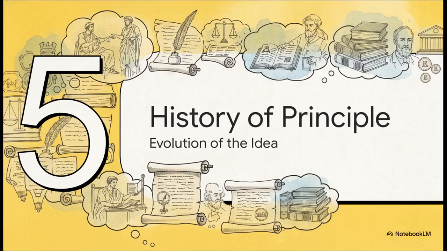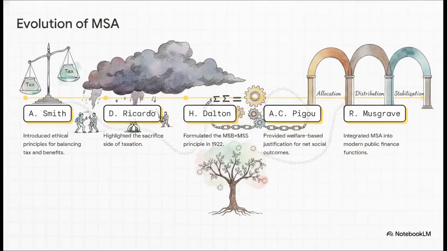Section 5. History of the principle. Let's move along and see how this built historically. It starts way back with Adam Smith, who laid down the early rules of fair taxation. Then, David Ricardo stepped in and really highlighted the heavy burden of taxation, warning everyone about the sacrifice side. Next, Hugh Dalton took those ideas and crystallized them into the MSB equals MSS formula we explored today.